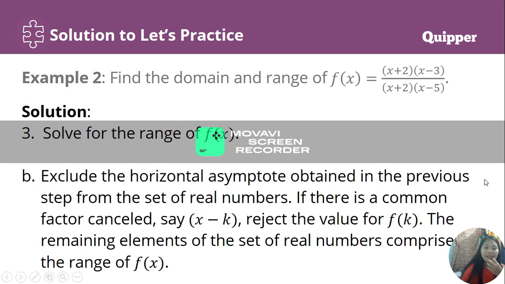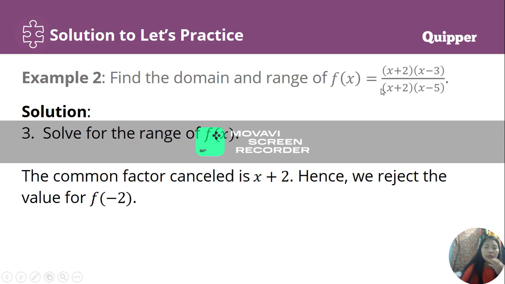And we have to exclude the 1. So we exclude the horizontal asymptote. So our answer is the range is equal to the set of y such that y should not be equal to 1. And then we also have another value, which comes from canceling. I told you that the simplest form of this function is x minus 3 over x minus 5. So we will use this simplest form, not including the x plus 2 over x plus 2, only the simplest form, to solve for the range.